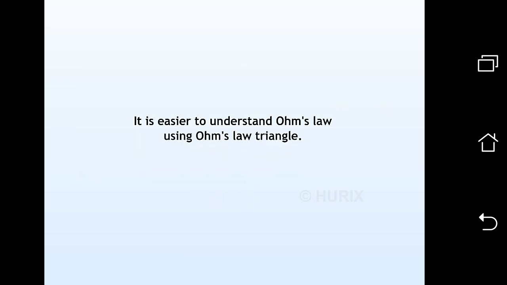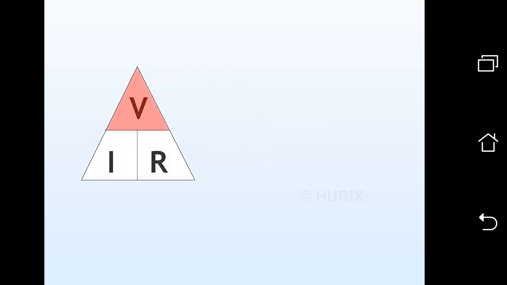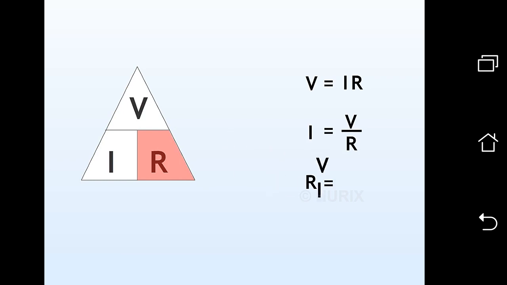It is easier to understand Ohm's law using Ohm's law triangle. V equals R into I. I equals V by R. R equals V by I.